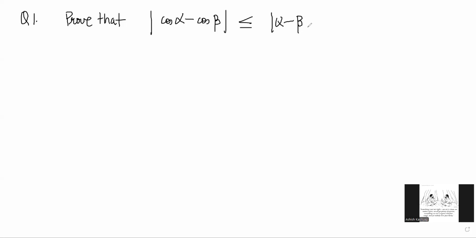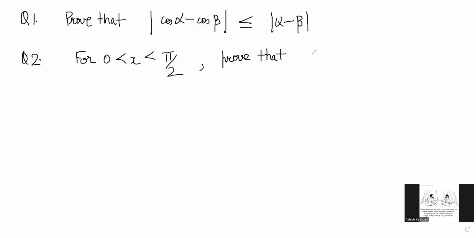Do these final 2 questions as homework. Prove that mod of cos alpha minus cos beta is less than or equal to alpha minus beta. And the second question is, for 0 less than x less than pi by 2, prove that cos of sin x is greater than sin of cos x. Do these 2 questions.